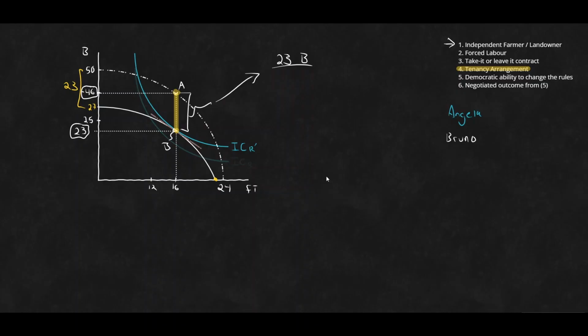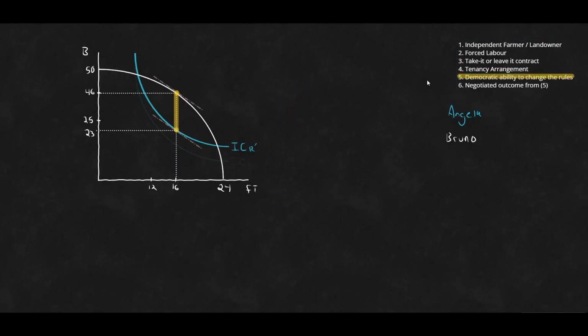Still presuming Bruno has the power in the situation. So Bruno still gets to push down to Angela's willingness to accept, but Angela, using her political power, is able to change the rules of the game, at least in her favor. So a bit of a balancing of power there. Let's go jump over and take a look at that outcome.